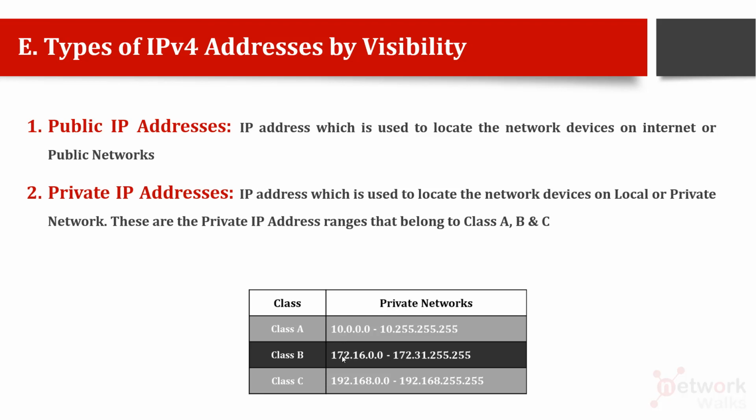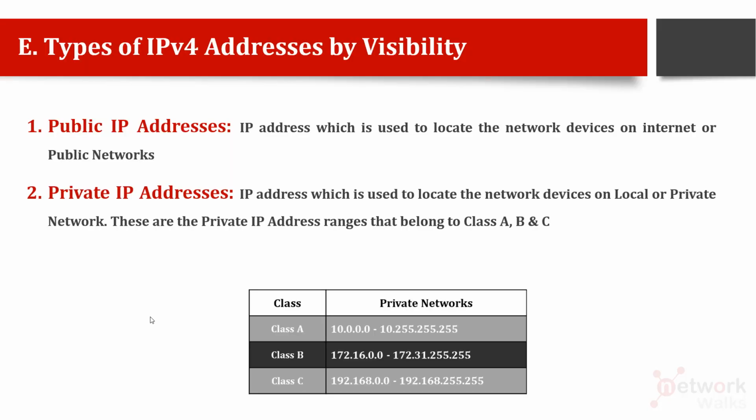Then for class B, we have only chosen anything which starts from 172.16 up to 172.31, which means 172.16 up to 172.31. From class C, this is 192.168, which is private, and this is the most famous range which we see in our homes, in our offices, and the second most common is 10. So we have two types, public and private IP addresses.